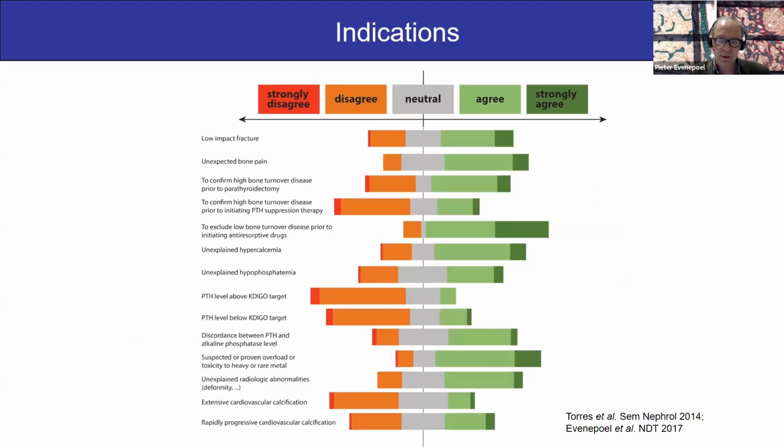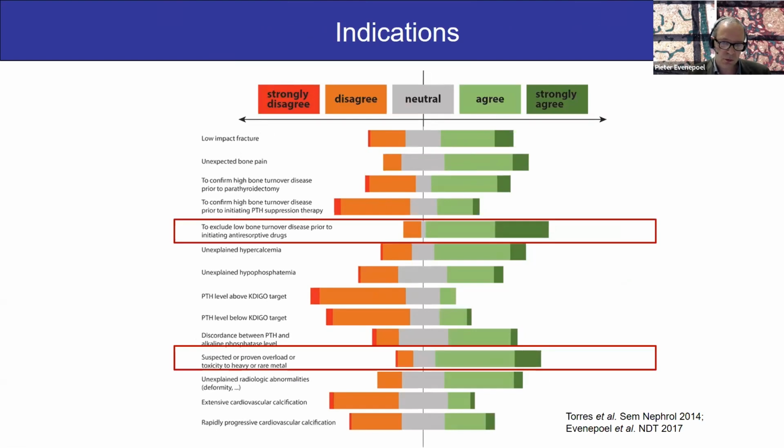But still, if you ask these nephrologists whether they think there is really a place for a bone biopsy and what the indications are, you will find that for many indications there is consensus. They agree that for those reasons we should be able to perform a bone biopsy. The most important, according to this survey, was to exclude low bone turnover disease prior to initiating anti-resorptive drugs, and also to confirm iron or heavy metal overload in a patient when there was some suspicion of it. These were the most important indications given by the nephrologists that filled in the survey.